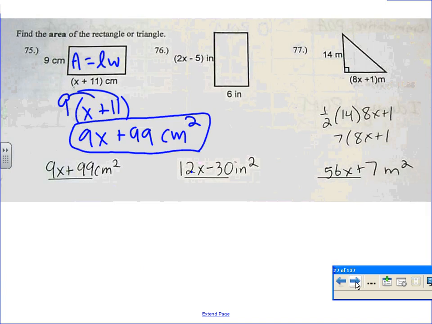75, 9x plus 99 centimeters squared. Remember, you're just finding the area with the expressions. So still length times width. 76, 12x minus 30 inches squared. 77, 56x plus 7 meters squared.